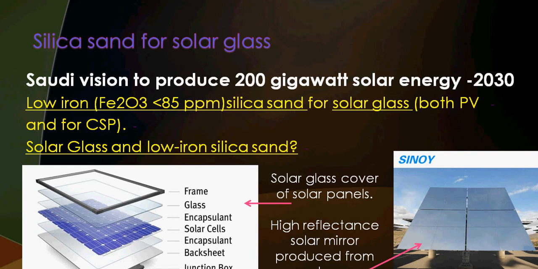So imagine when Saudi Arabia will be in solar energy harvesting, they will produce solar energy by photovoltaic by means of solar panels, as well as by concentrated solar power, which you can see on the right hand side, where we need mirrors to reflect and concentrate the sunlight, and these mirrors are also produced from low iron glass. And here also you need silica sand with less than 85 ppm.